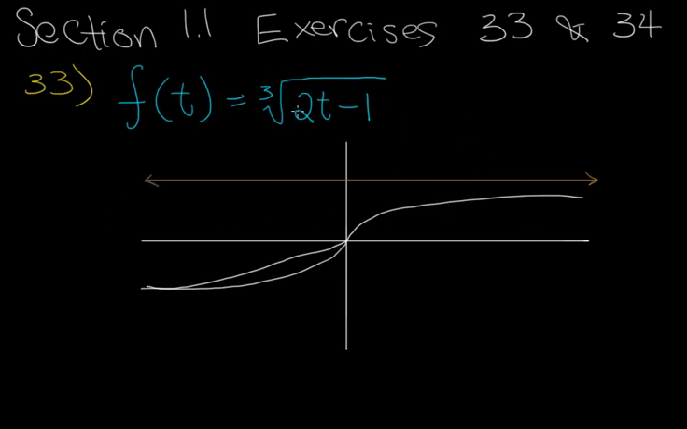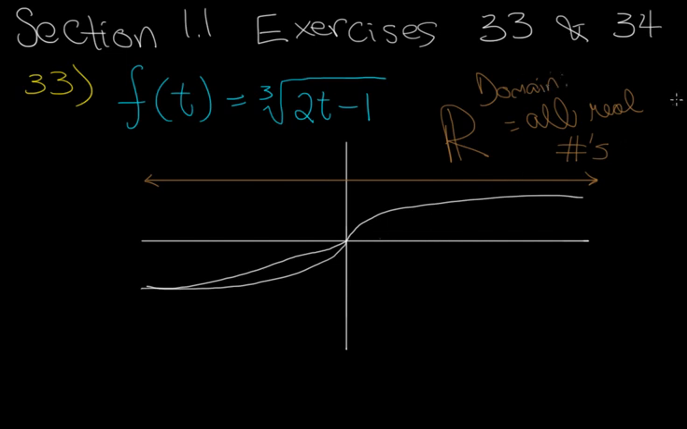So no matter what adjustments you make inside the radical, unless you make it a quotient, the domain will always be all real numbers. A fancy little R. I always do that for real numbers, and that's our domain.